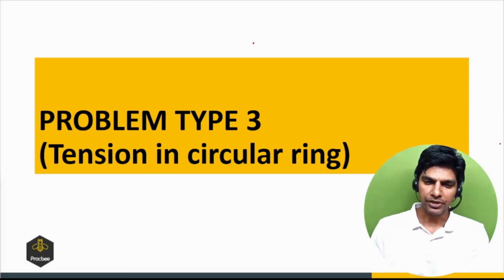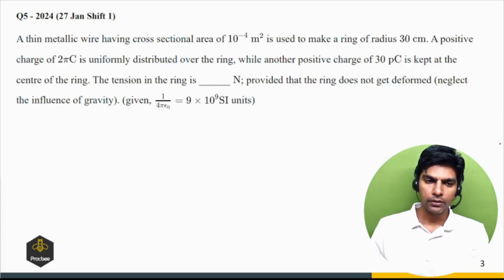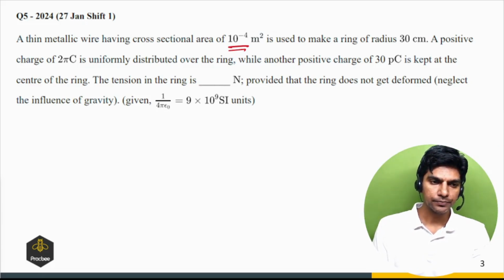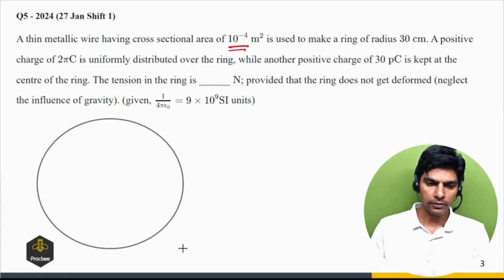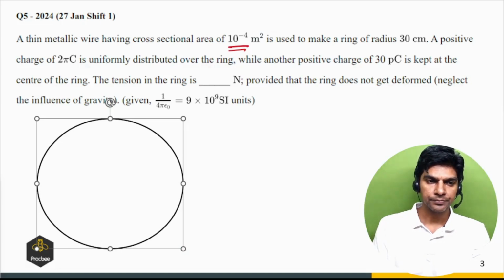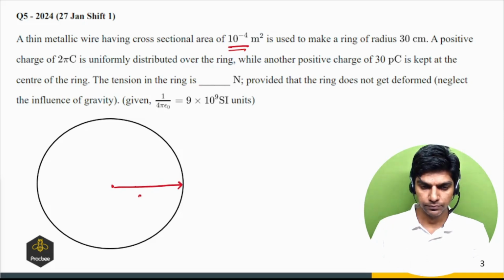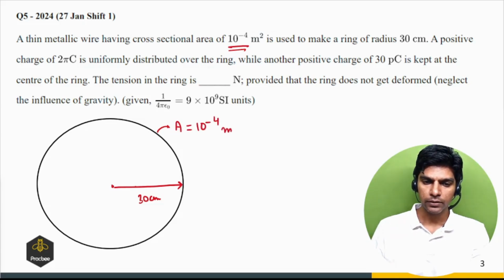Now let us see the next problem type, tension in a circular ring. A thin metallic wire having cross-sectional area 10 raised to power minus 4 square meter is used to make a ring of radius 30 centimeter. So basically we have a ring, and the radius is given as 30 centimeter. And the area of cross section of the wire with which we are making the ring is given as 10 raised to power minus 4 square meter.